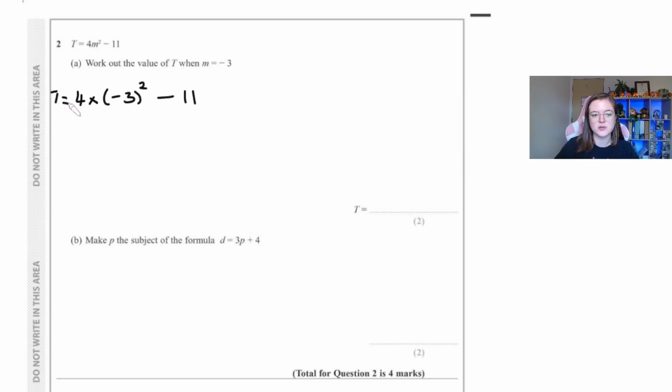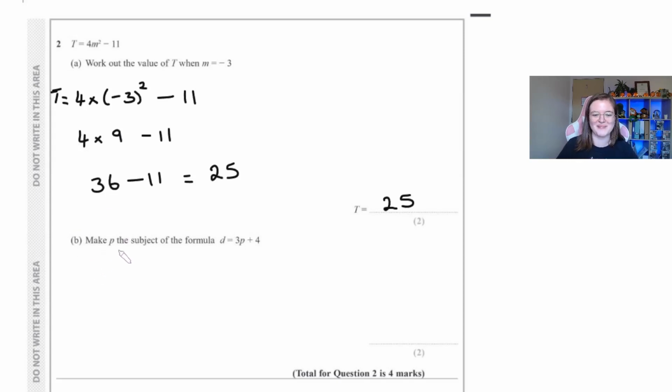That's what t equals. And then, following BODMAS rules or BIDMAS rules, whatever it is that you learnt, we need to do the brackets first and the indices. We're going to do that. So we get then 4 times minus 3 squared is 9, minus 11. 4 times 9, that is 36, minus 11, which is then, what is that, 25. So t is equal to 25. And I've got my 9 times tables then, good lord.